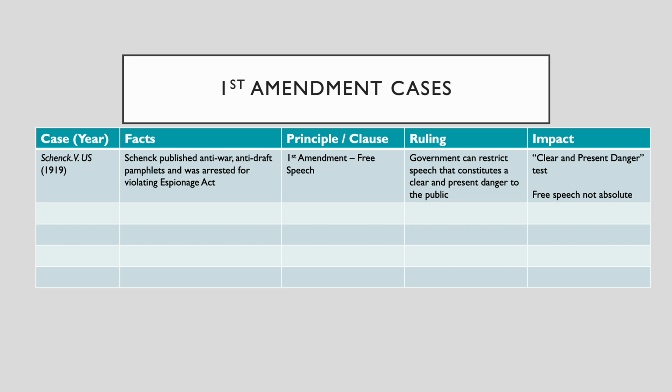The first one is Schenck. Schenck was arrested under the Espionage Act for distributing anti-war pamphlets, specifically encouraging people to dodge the draft. He sued, arguing this violated his free speech, and the government disagreed with Schenck and argued that the government can restrict speech that constitutes what they call a clear and present danger to the public. This is the case where the metaphor used in the opinion was that you can't yell fire in a crowded theater, but the case is not about yelling fire in a crowded theater. So that's actually kind of confusing.